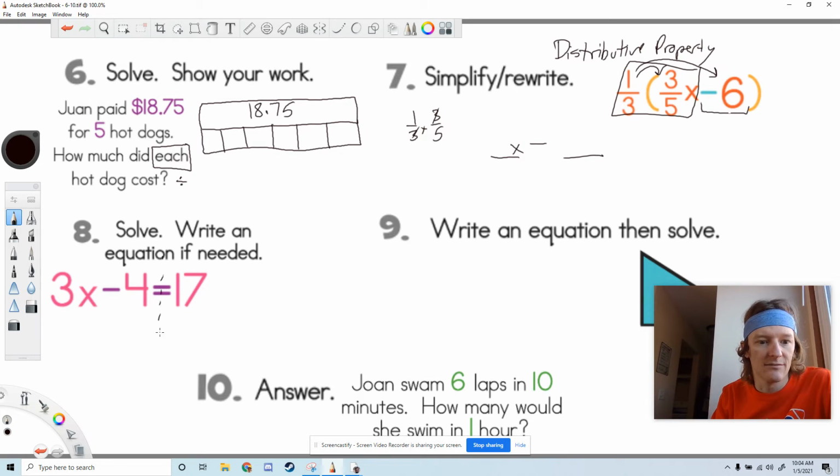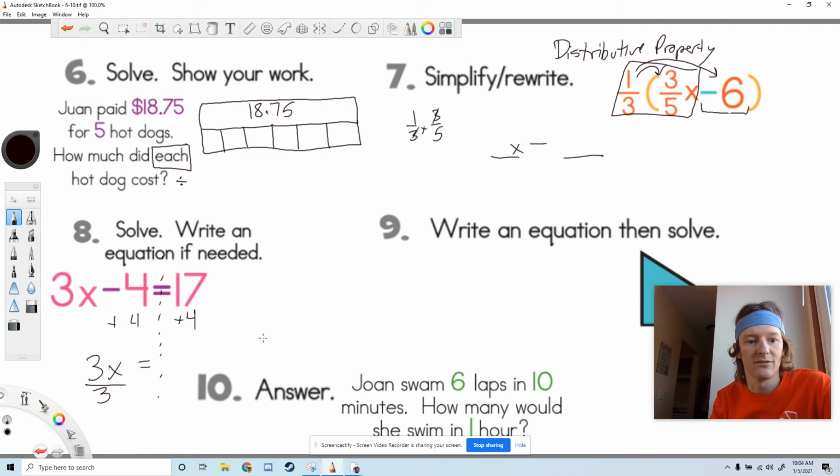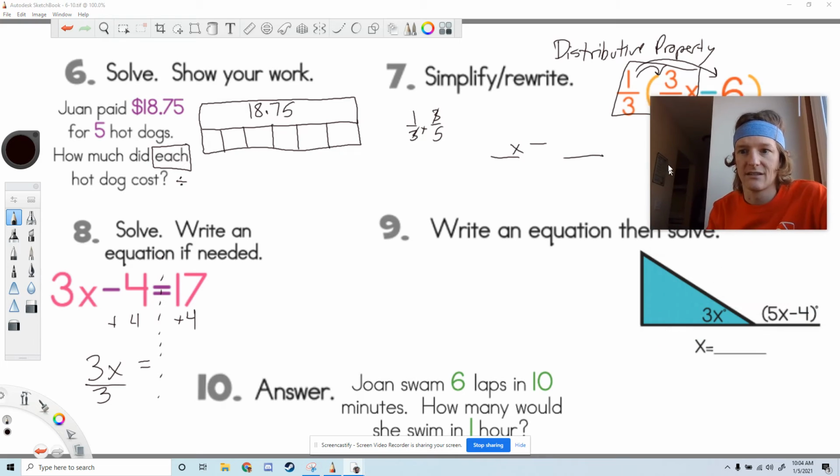When I say both sides, I mean both sides of this equal sign. So you can do +4 here, +4 here. Figure out what x has to be when 3x equals this stuff. So this is 3 times x, so you'll end up having to divide by 3 on both sides.